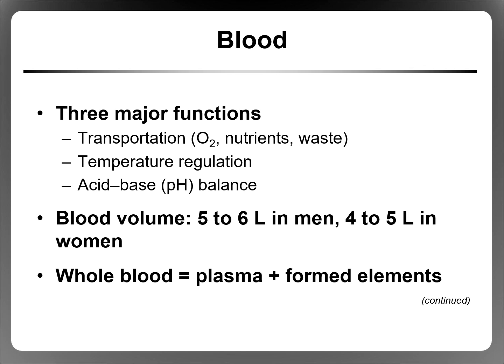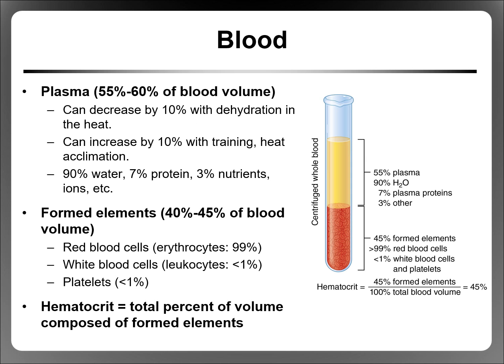When we talk about blood, we're typically talking about plasma and a combination of different formed elements. So our blood is composed of plasma, which is somewhere between 55 and 60% of the blood volume. Plasma can decrease by up to 10% with dehydration and the heat, and it can also increase by up to 10% with training and heat acclimatization. Plasma is made up of about 90% water, 7% other proteins, and 3% nutrients, ions, and other substances.